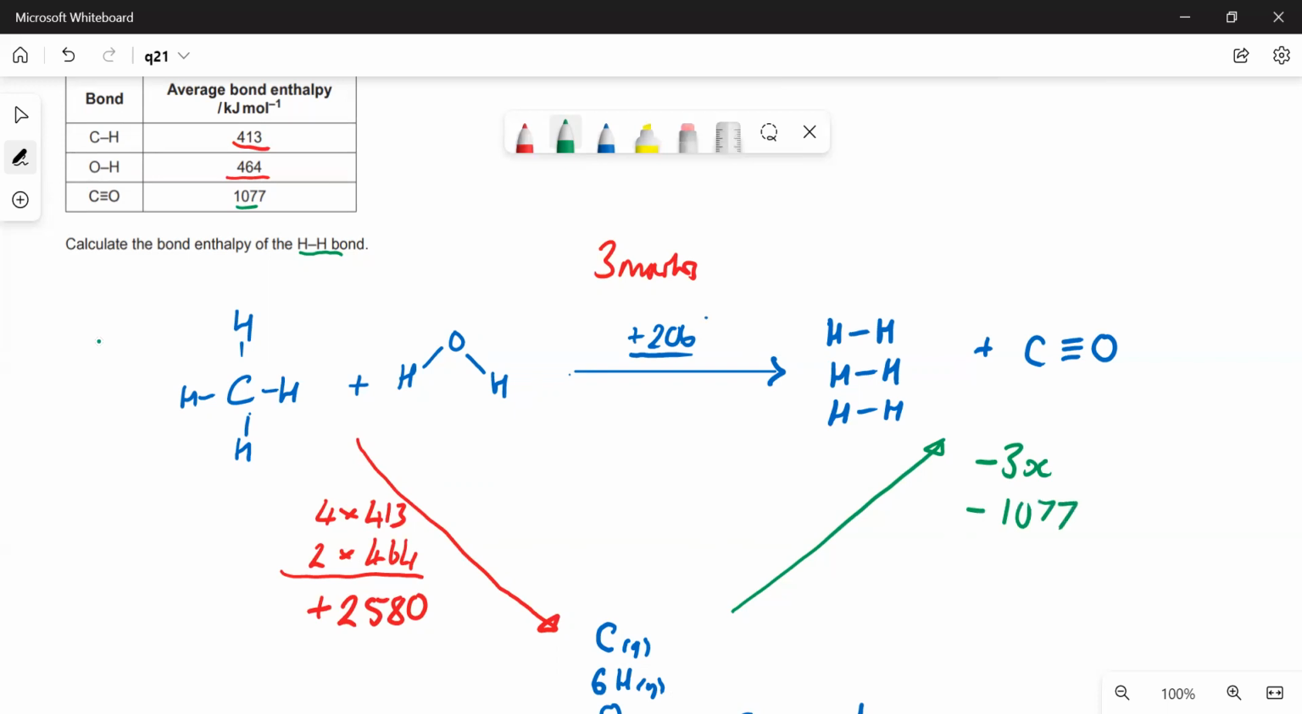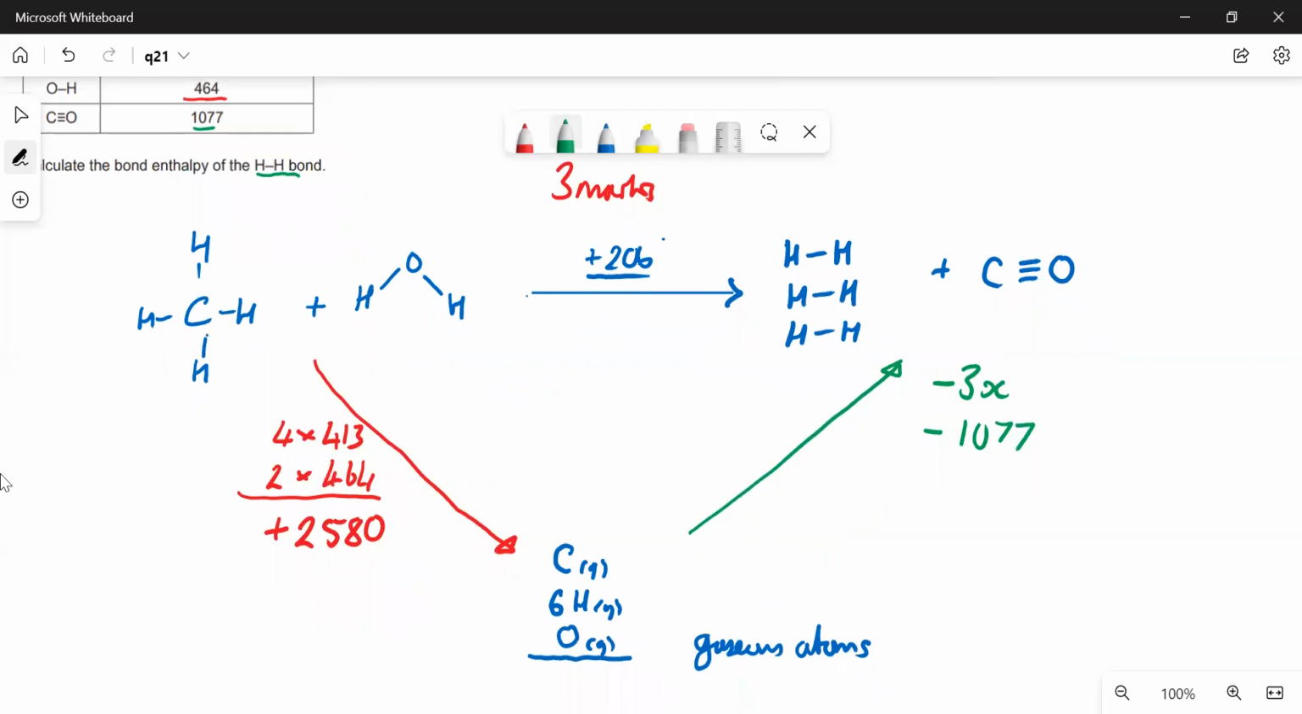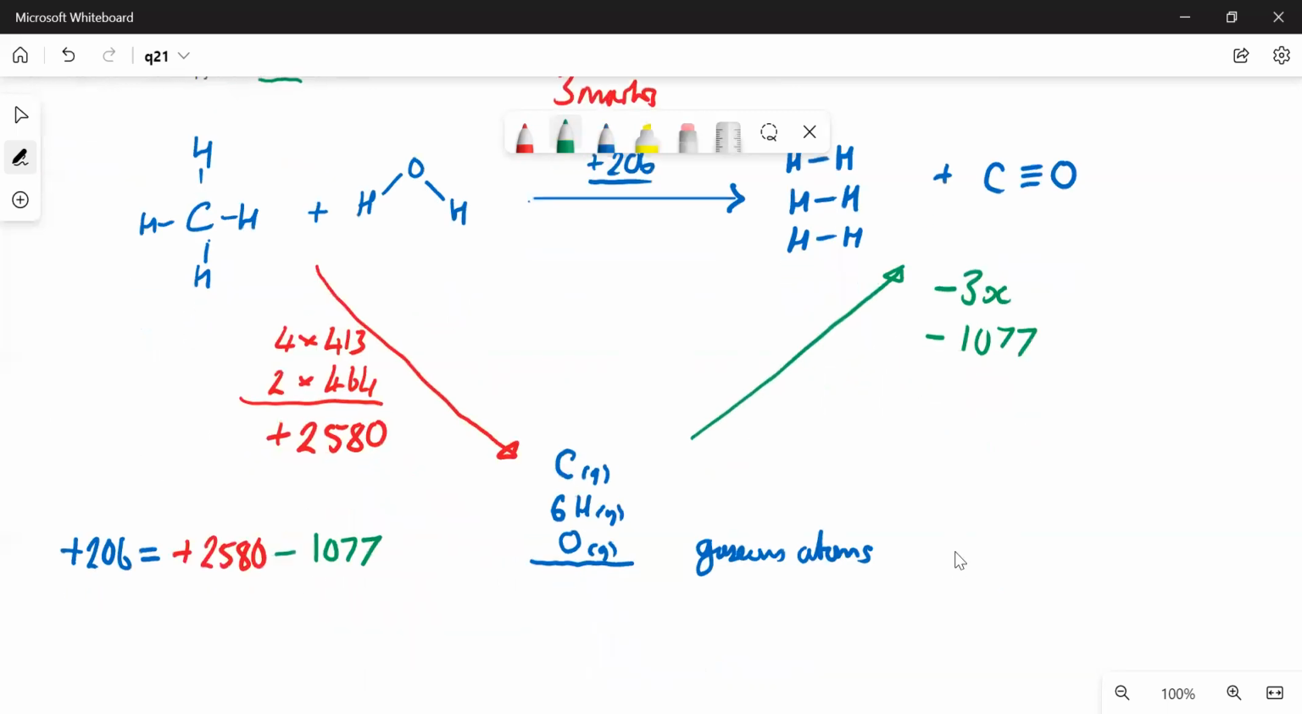1077. So we can see then, we just apply Hess's law there. You can see, look at the blue, plus 206 is equal to, well, we're following the red arrow, so we don't change the sign, so it's plus 2580. And this one is minus 1077. And we've also forming 3x there.